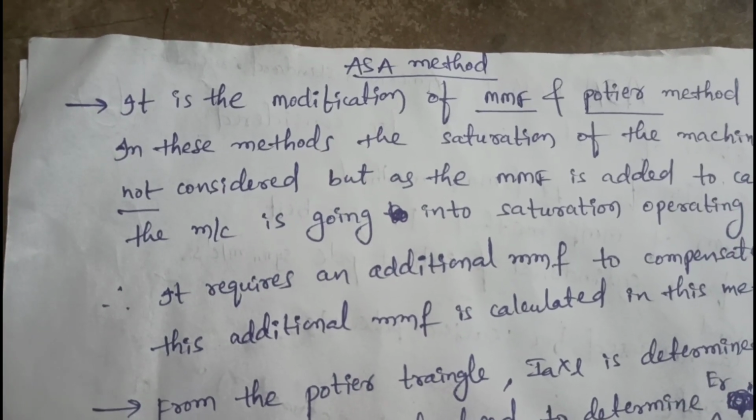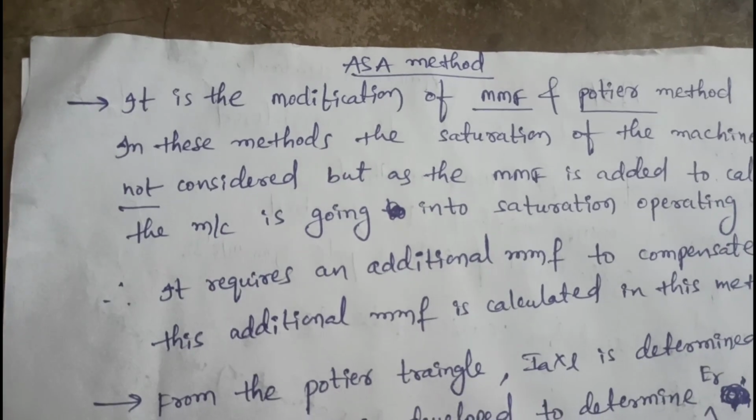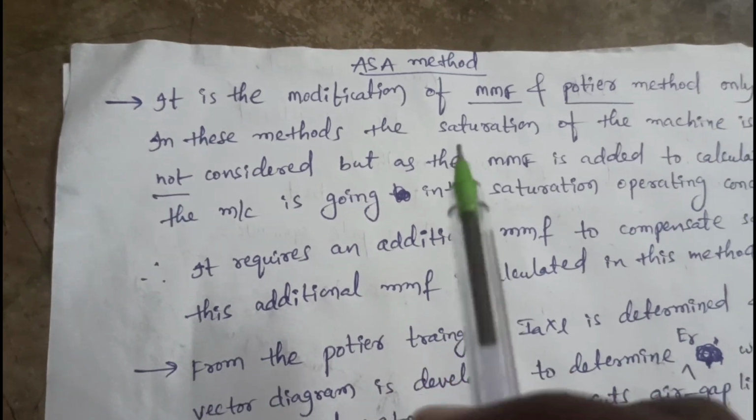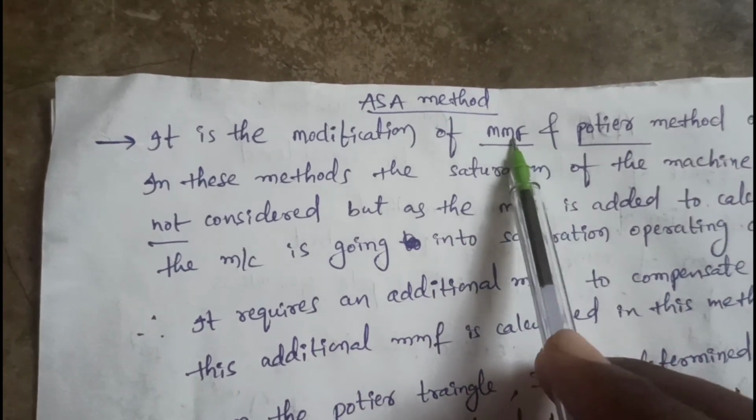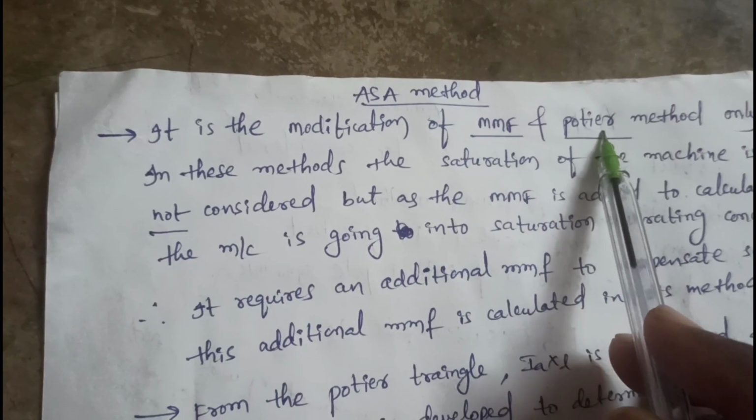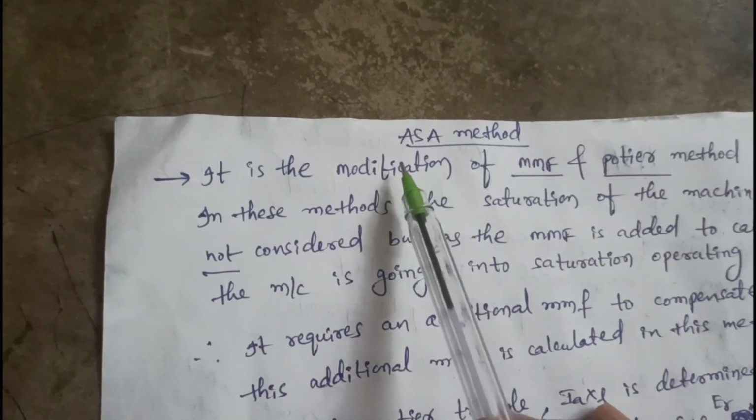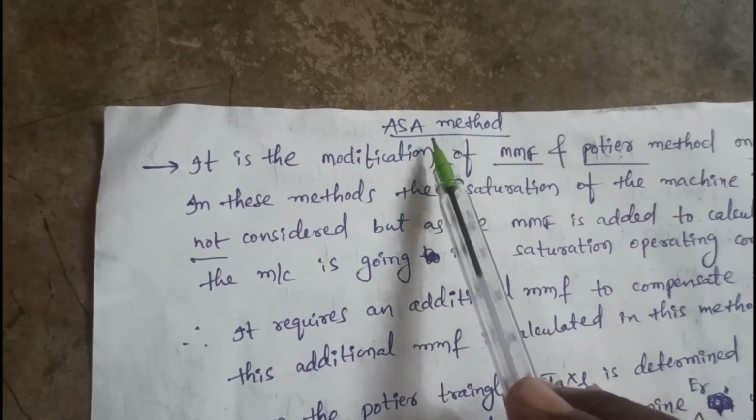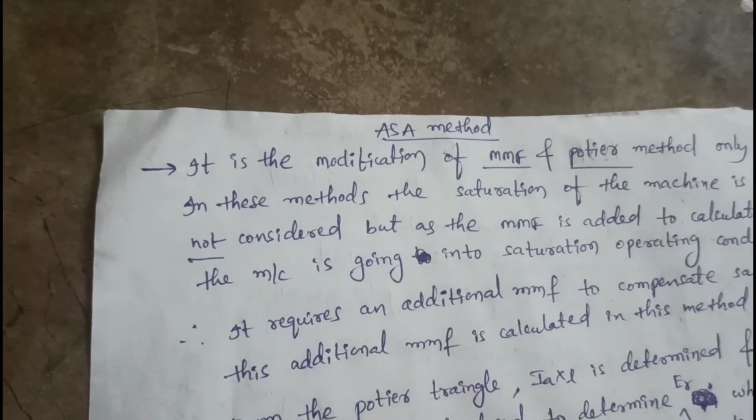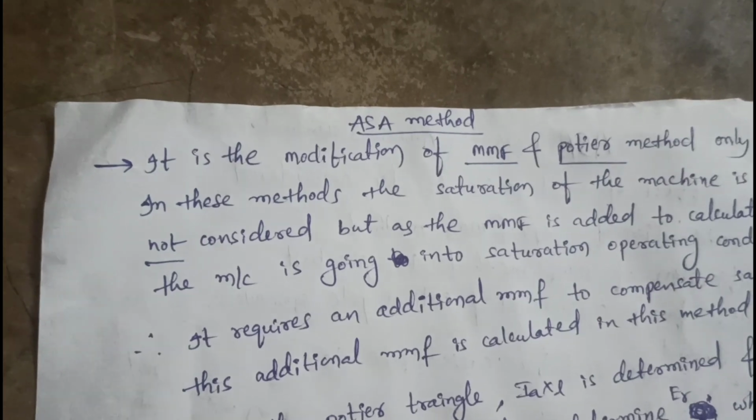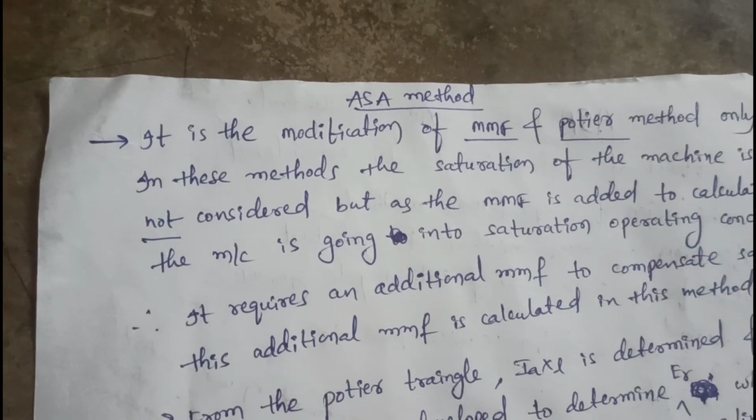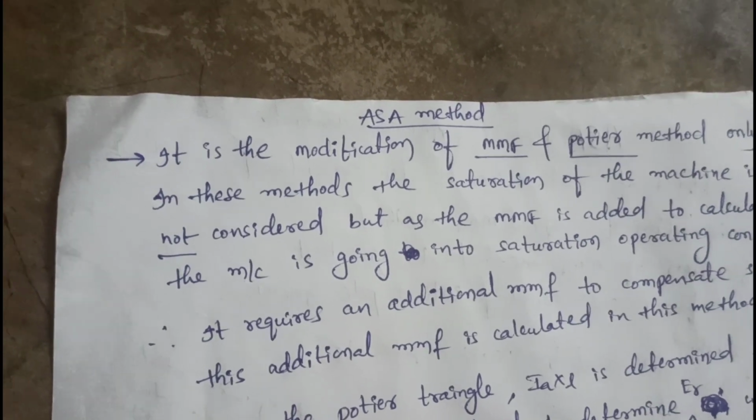ASA means American Standard Association method. In the previous classes we discussed the MMF method and the Pottier method. In these two methods saturation is not considered, but in this ASA method saturation is considered. That is the main difference between the previous methods and this one.